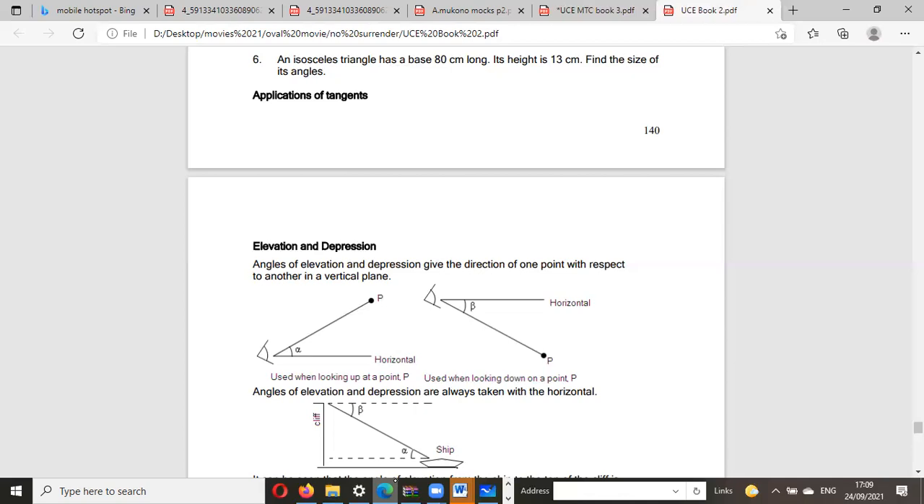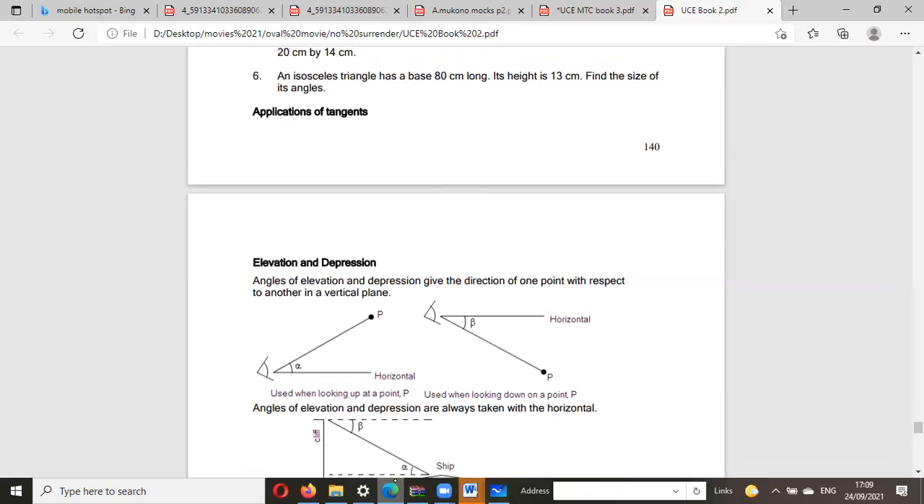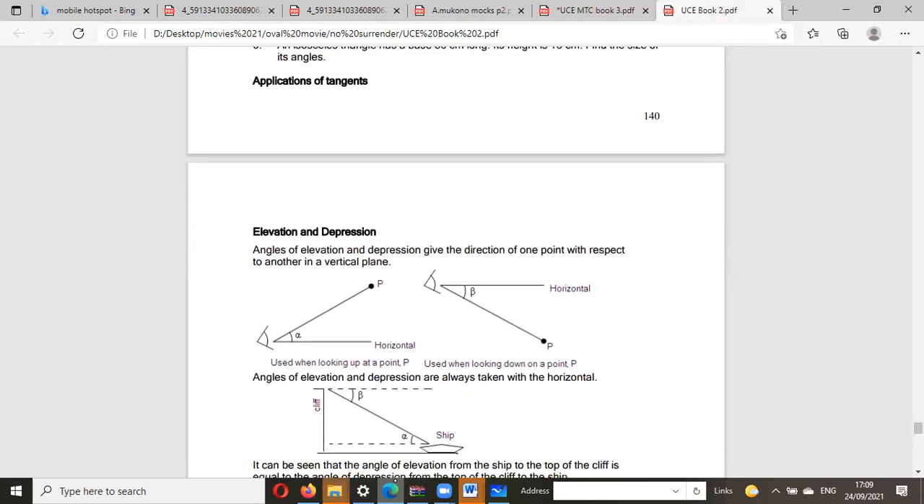So you look down. This one which you are seeing here, that is your eye. That's the eye, and this is also the eye. From the horizontal upwards, that is elevation. From horizontal downward, that is depression. So you have what you call elevation and depression. Let me give you an example here.